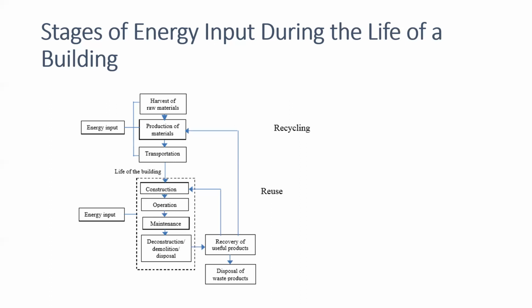So those things can recover useful products and take them again to the production of material stage. So this is a continuous recycling and reuse process. Whatever material cannot be recovered from the disposals or demolitions will be waste products, so they will be the waste products that we need to dispose of carefully.